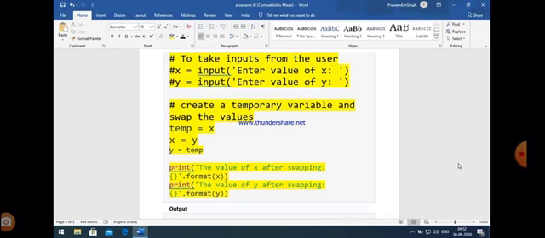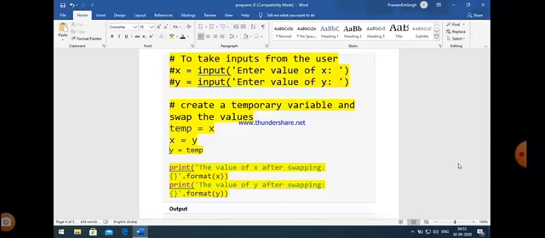So now the value of y becomes the value of x, and the value of x is stored in temp. And in the last, third statement, you can easily see that y equal to temp means the value of temp is assigned to y. And as you know, the temp variable stored the value of x, so the value of x is now assigned to y. So we just take a third variable temp to swap these values.